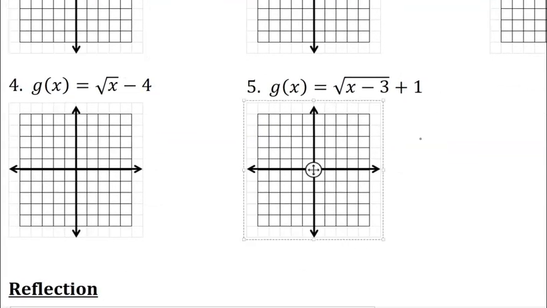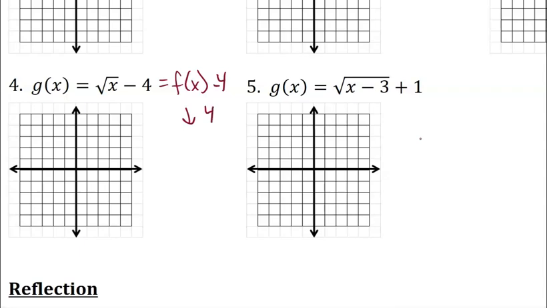All right, for this one, I'm subtracting 4, so this is f of x, and then minus 4 on the outside, so I'm going to go down 4. So my vertex goes down here, 1, 2, 3, 4, and then again, fill in a couple more points. Oh, missed a little bit, but you get it. Okay, looks like that.